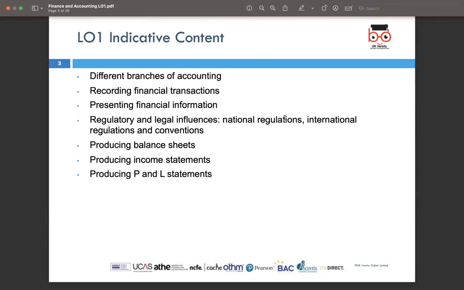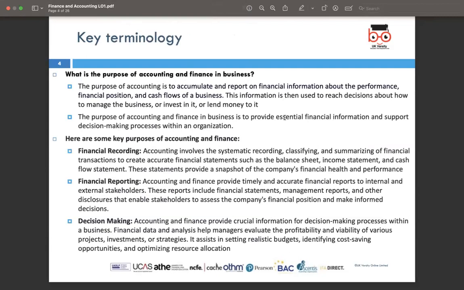Now let's start with key terminology. What is the purpose of accounting and finance in business? The purpose of accounting is to accumulate and report financial information about the performance, financial position, and cash flow of a business. This information is then used to make decisions about how to manage the business, invest in it, or lend money to it.